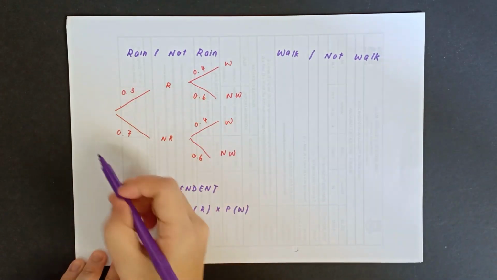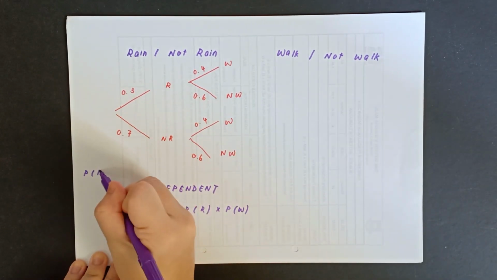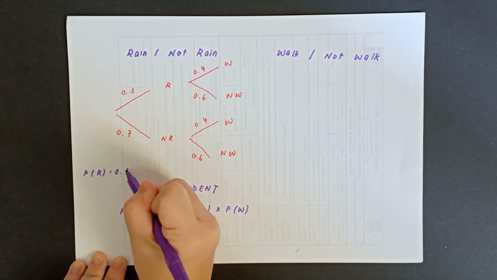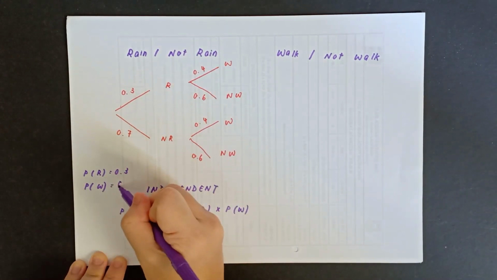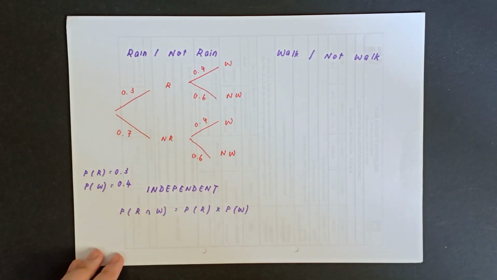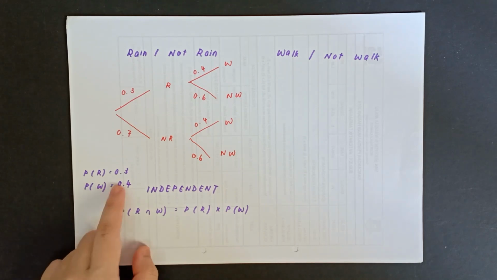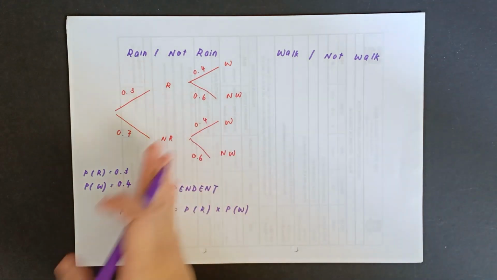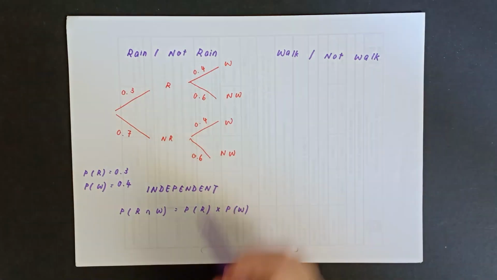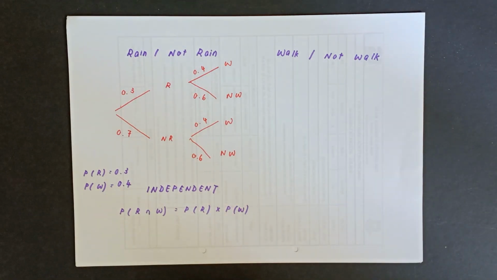Because you can see that the probability for it to rain is 0.3, and the probability for me to walk to school is 0.4. So they are independent. We can straight away multiply them together, 0.3 times 0.4, because no matter what happened previously, it's going to be the same: 40% of the time I will try to walk to school, 60% I would not walk.